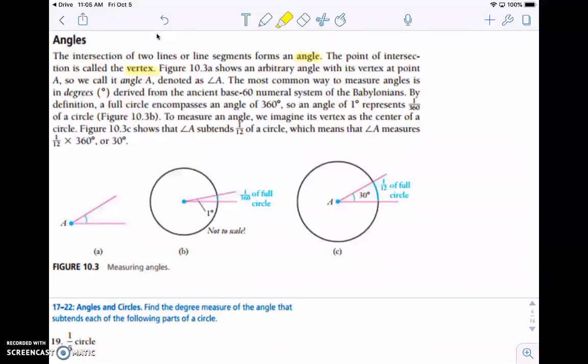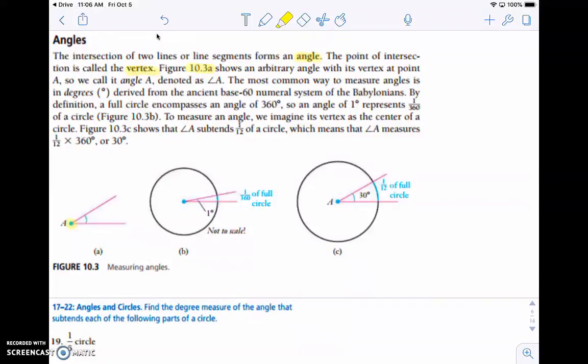So if we're looking at this, just lost my place. Figure 10.3 shows an arbitrary angle at some point A where you've got a couple of line segments that come together, and when they come together they create that angle right there, that angle A. So that's how you would define an angle.